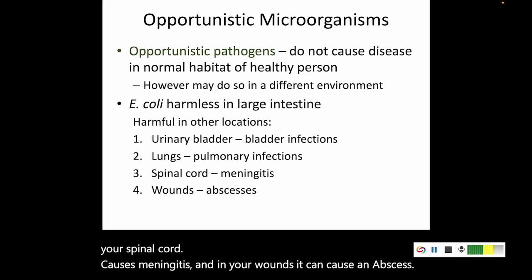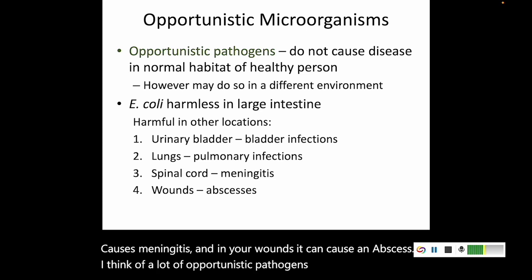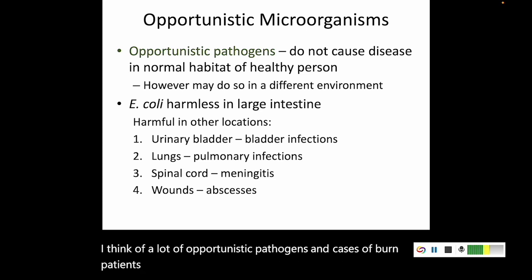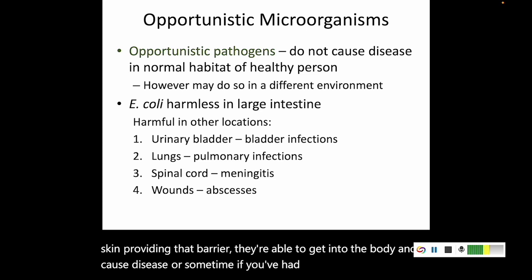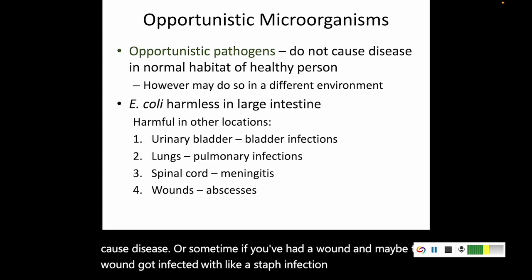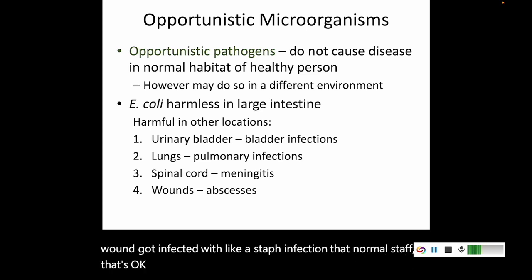I think of a lot of opportunistic pathogens in cases of burn patients where the normal stuff on their skin, without that intact skin providing that barrier, is able to get into the body and cause disease. Or sometimes if you've had a wound and maybe that wound got infected with a staph infection, that normal staph that's okay on your skin then caused an infection. That's being an opportunistic pathogen.